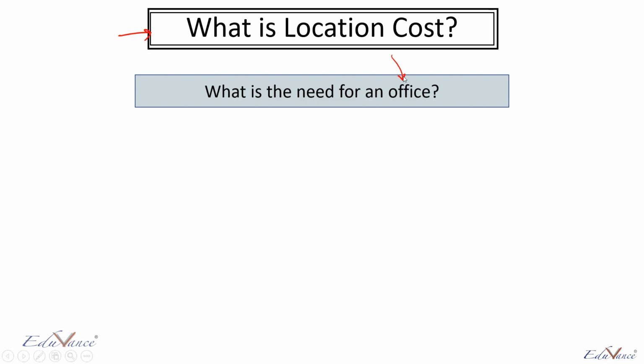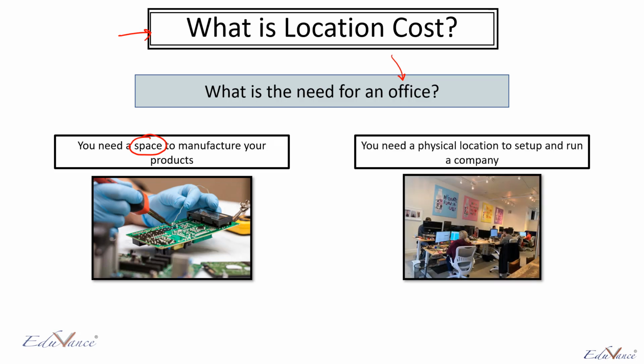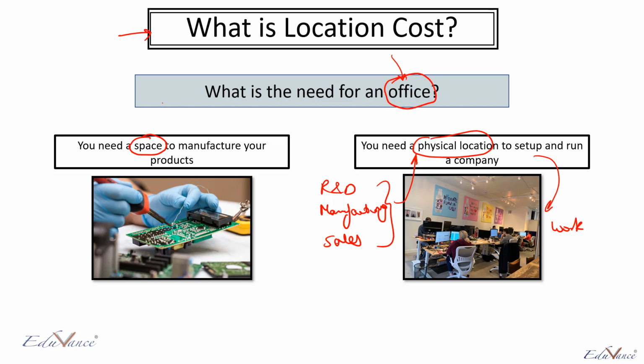Now, why do you need an office? Well, if you have a product company, then you will need some space to manufacture your products. And if you run a service company, you will need a physical location where your R&D team, your manufacturing team, your sales people, all of them will need a physical location to come and sit and work. Now for this, you will need an office. And for that, we are calculating a location cost.